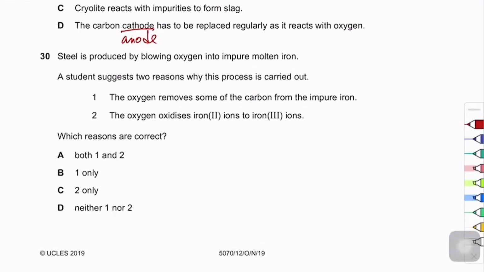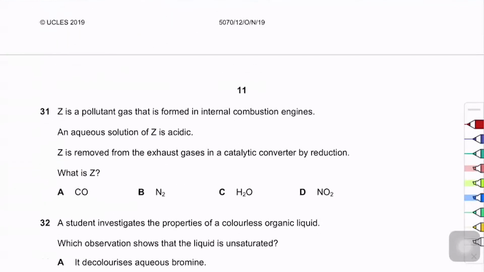Oxygen oxidizes iron 2 ions to iron 3. No, that's wrong. Because iron 2 ions are not present. It is a mixture of iron and carbon. So there's no ions present. So that's why the answer is only going to be A. One only, so that's B.